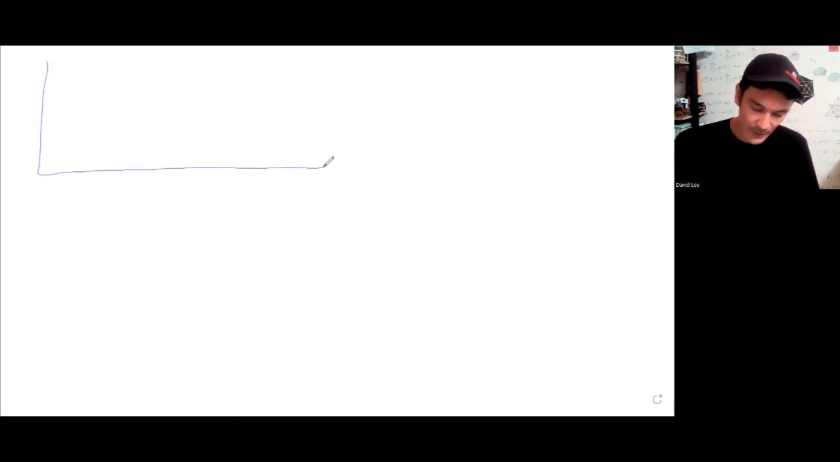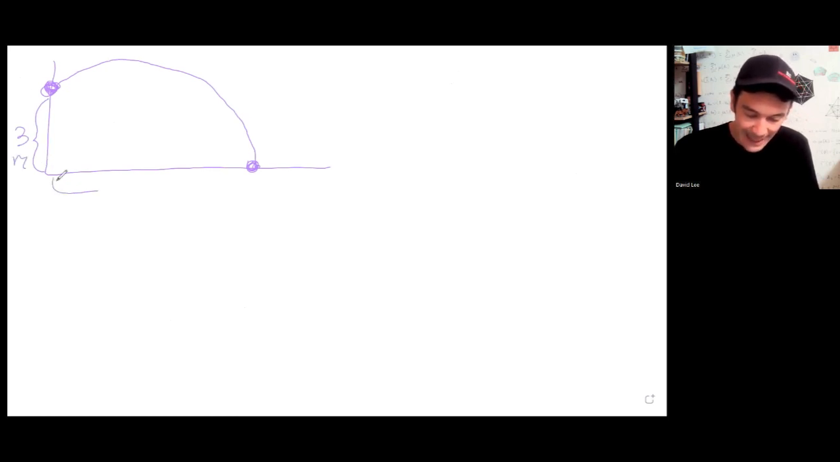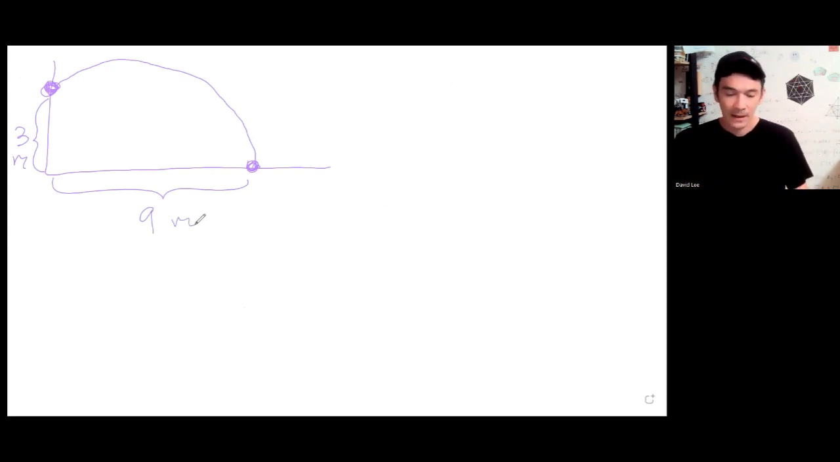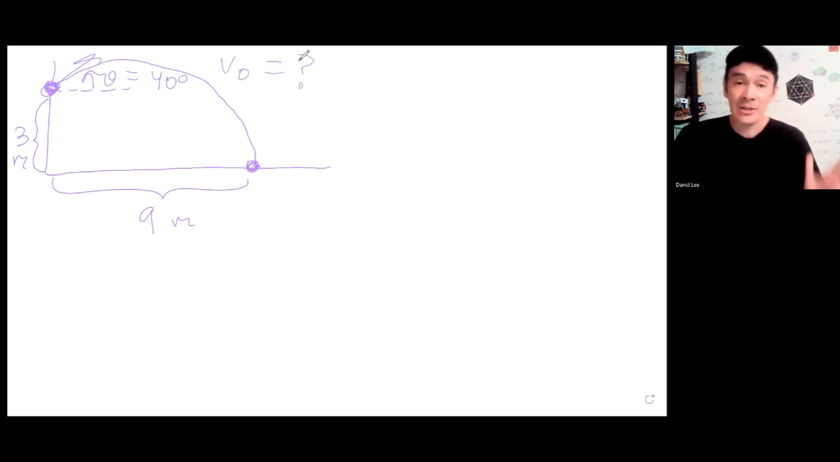Let's go to the first quadrant. And let's say that there's a ball here, and it's going to be launched upwards, and it's going to land on the ground over here. And let's suppose that the initial height of the object was 3 meters. All right. And let's say it lands on the ground 9 meters away horizontally. And let's say that it was launched at an angle of 40 degrees. And the initial velocity, V naught, is unknown.